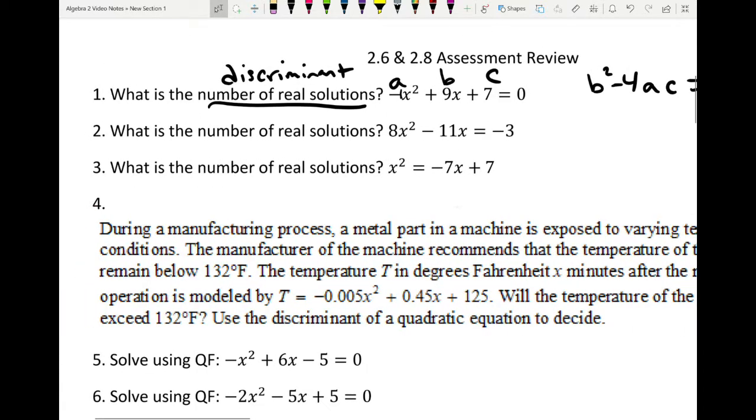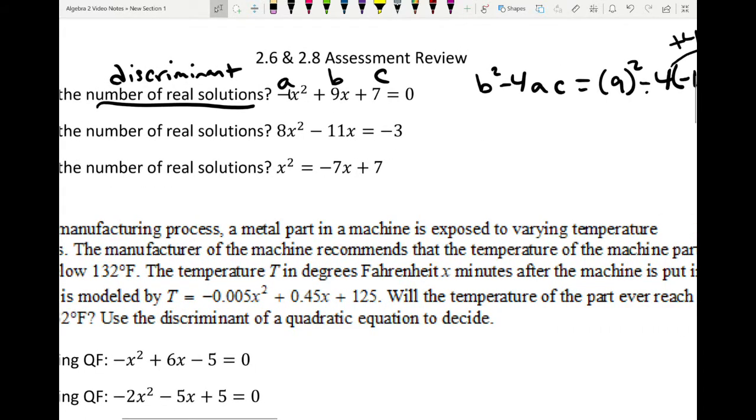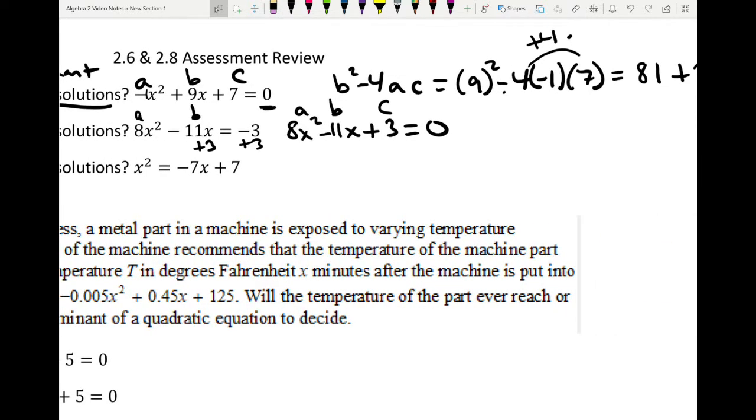All right, so let's look at the next one. What is the number of real solutions for this guy? So A, B. Now the -3 needs to be moved over to the left side because you want to make one side equal to 0. So before we even do this, we should be moving the 3 over to the left side. And now we got 8x squared minus 11x plus 3 is equal to 0. Now we can identify, well, that's A, that's B, and that is C. So now we can use the formula.